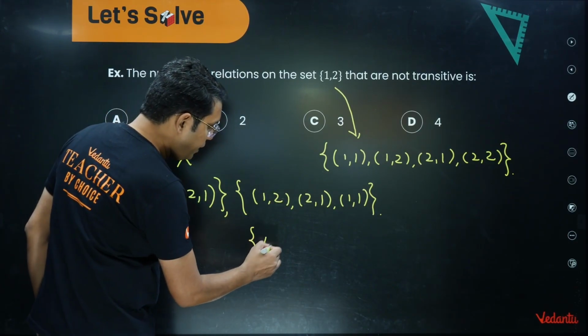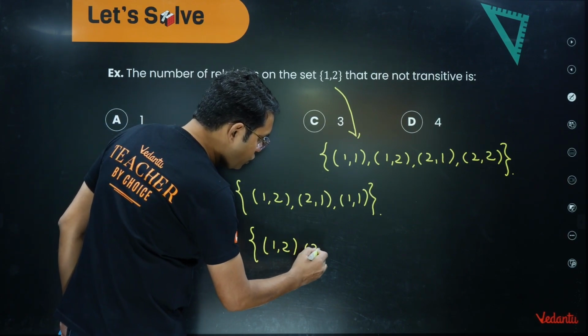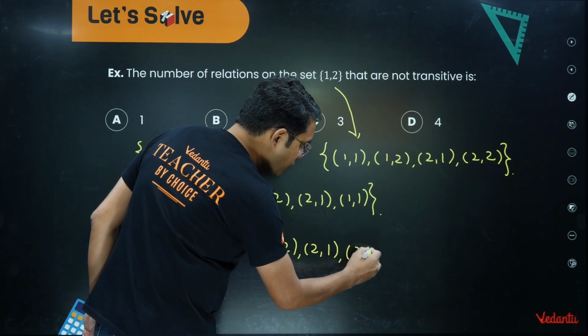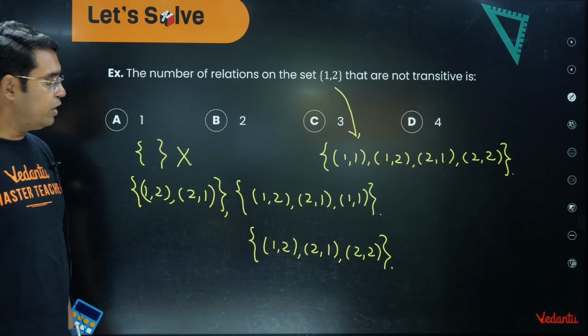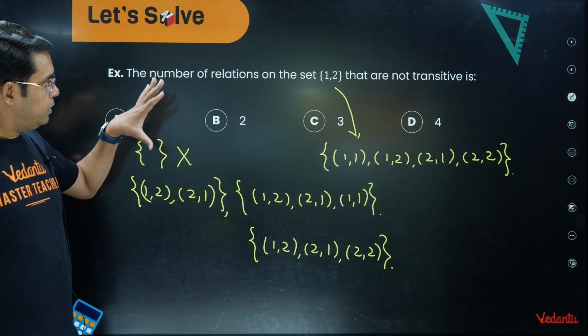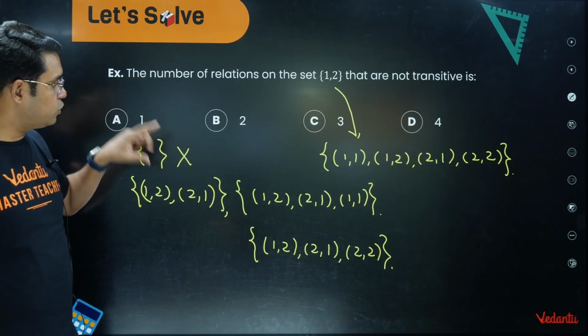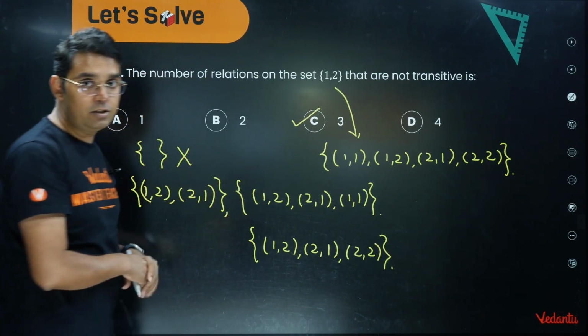And similarly, if you write (1, 2), (2, 1), and (2, 2), this will also be not transitive, because here we will require (1, 1) also. So the total number of not transitive relations on this has to be 3. So C will be the answer to this question.